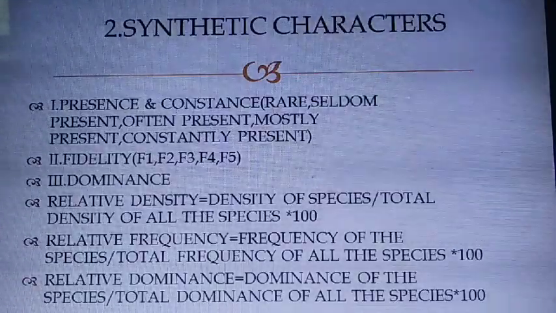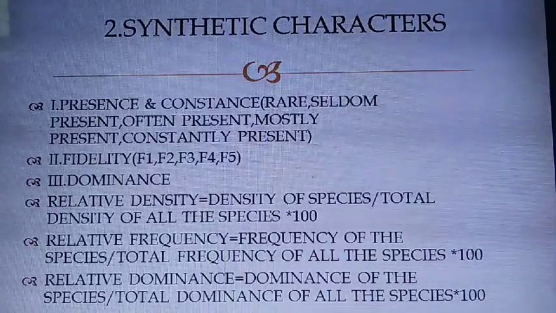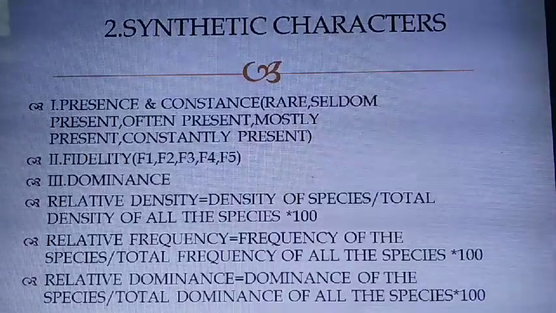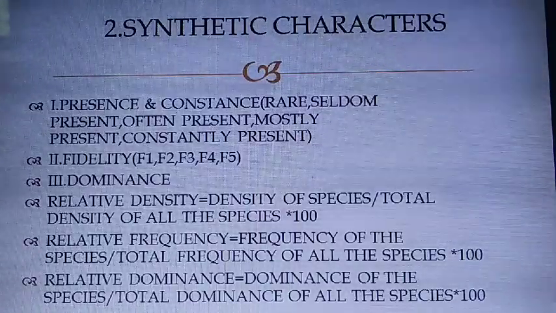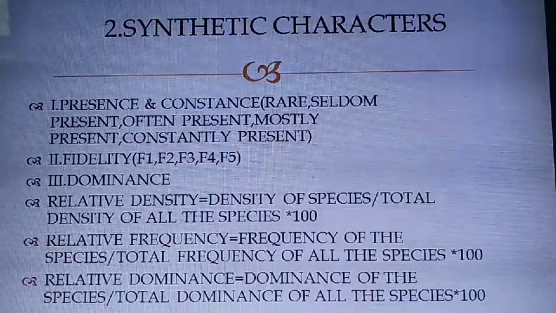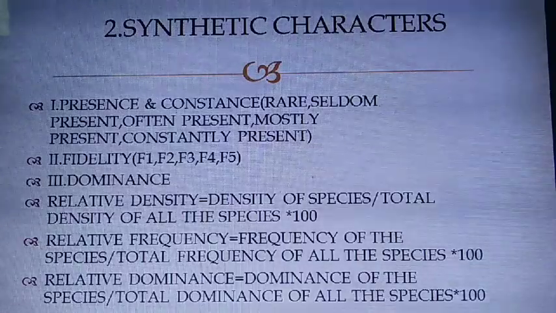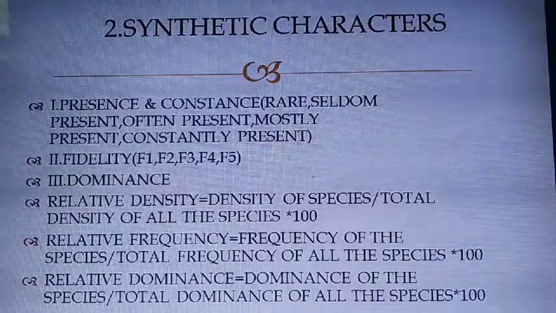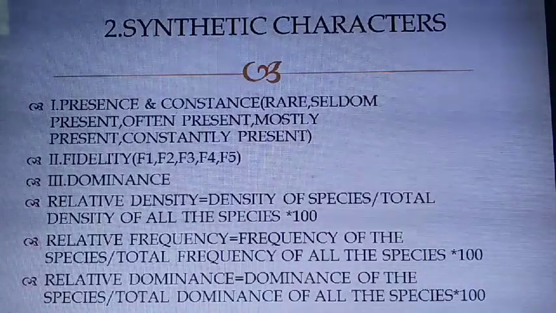These are the analytical characters which are categorized into quantitative and qualitative. Now moving on to synthetic characters. Synthetic characters, after determining and computing the data on the quantitative and qualitative characters, we move on to synthetic characters. And number 1 under this is presence and constancy.